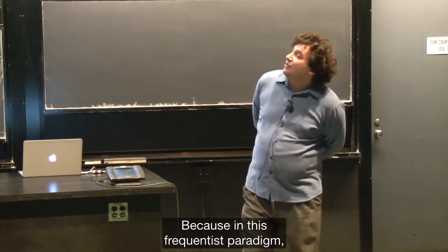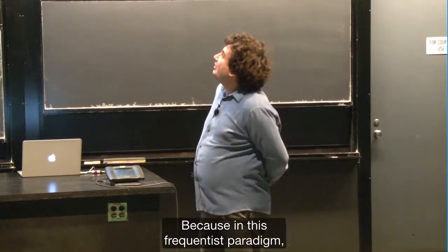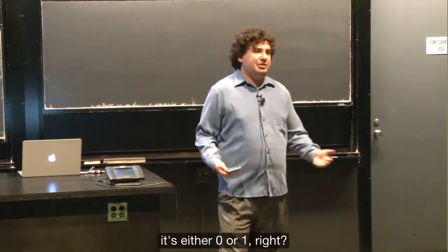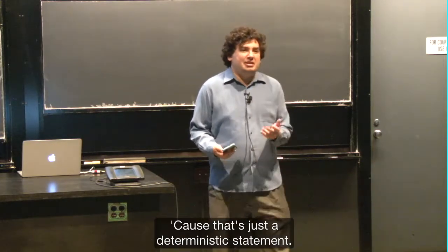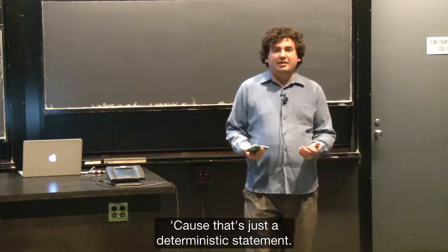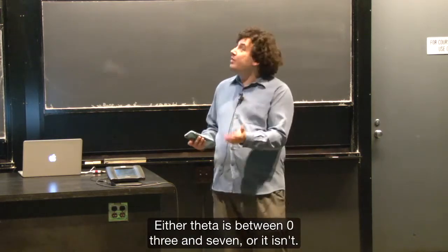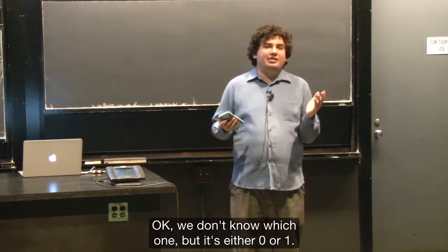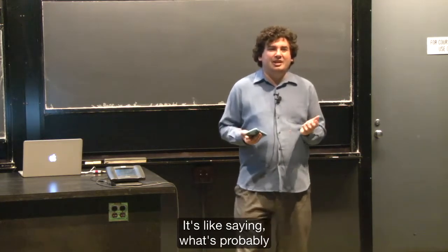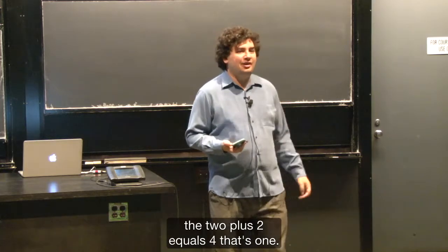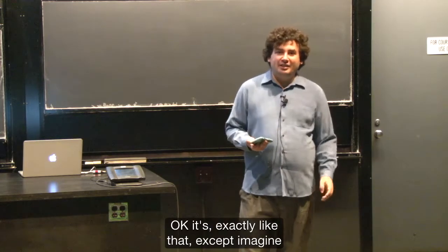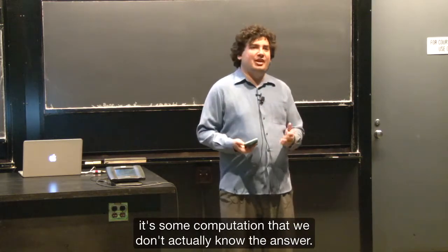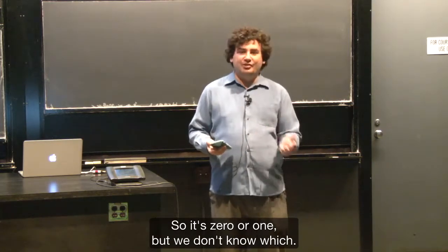Because in this frequentist paradigm, theta is a constant. The probability that theta is between 3 and 7 is either 0 or 1, right? Because that's just a deterministic statement. Either theta is between 3 and 7, or it isn't, okay? We don't know which one, but it's either 0 or 1. It's like saying, what's the probability that 2 plus 2 equals 4? That's 1, okay? It's exactly like that, except imagine it's some computation that we don't actually know the answer to. So it's 0 or 1, but we don't know which.